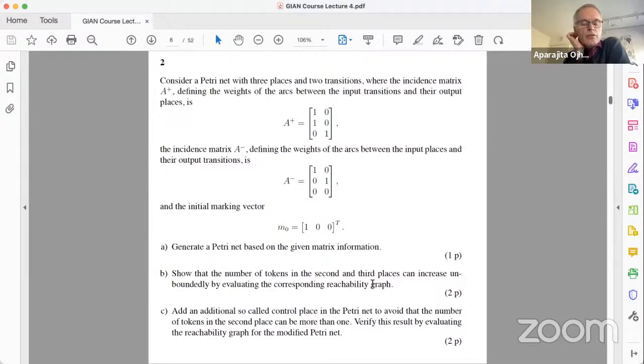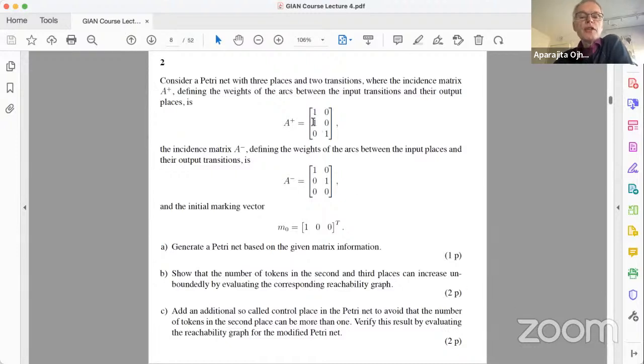So then the final remark here is: add an additional so-called control place in the Petri net to avoid that the number of tokens in the second place can be more than one. Verify this by evaluating the reachability graph for the modified Petri net.